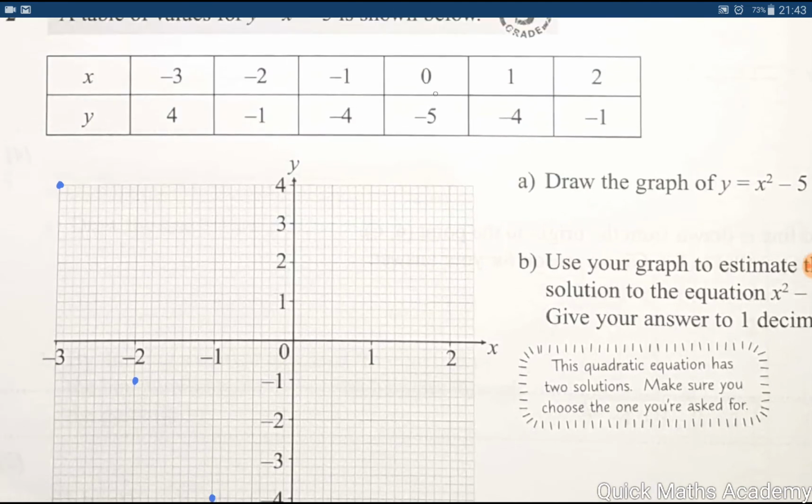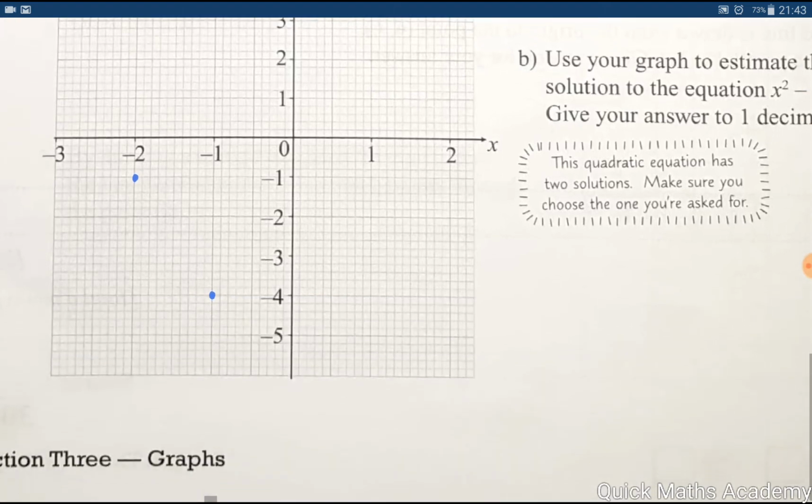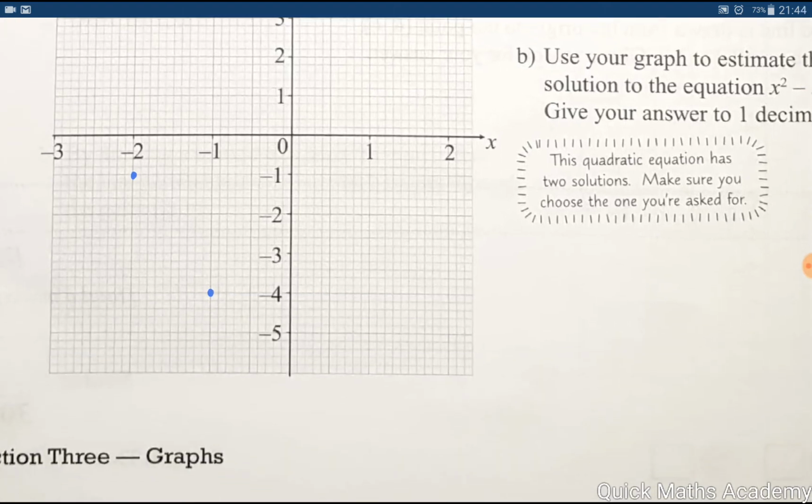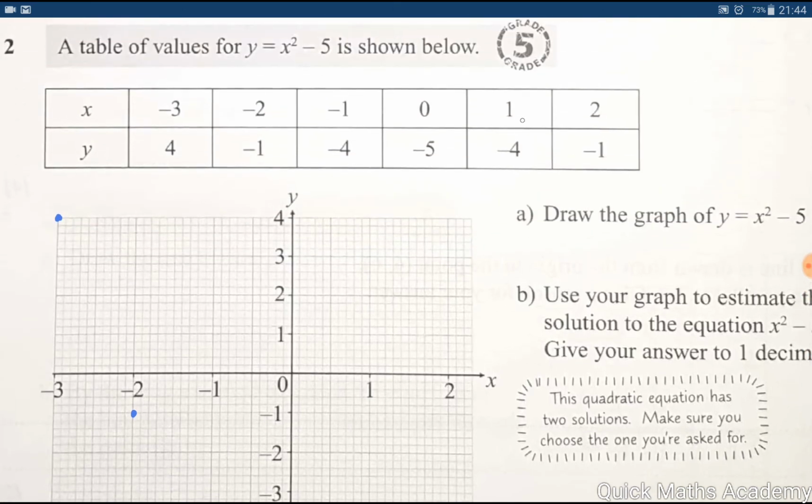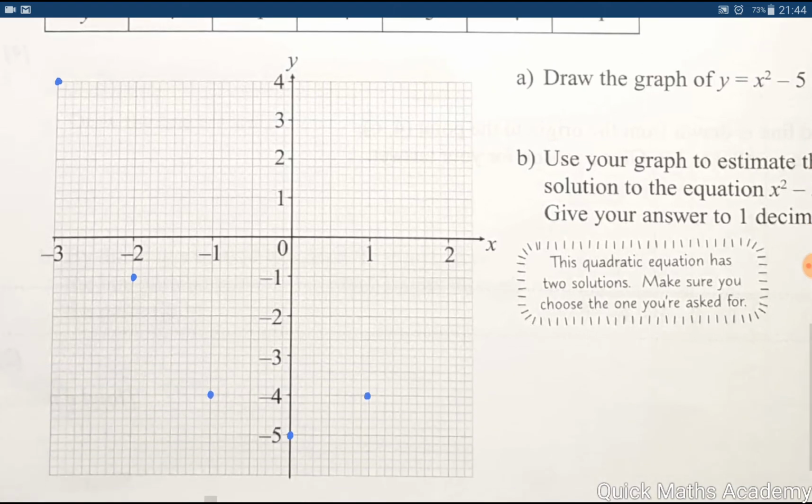If x is 0, my y will be -5. So we have this one here. And the parabola is always symmetric, so this should be my next point here. 1, -4, let's just confirm. You see, 1, -4. And the next one, 2, -1. If my x is 2, my y is -1.